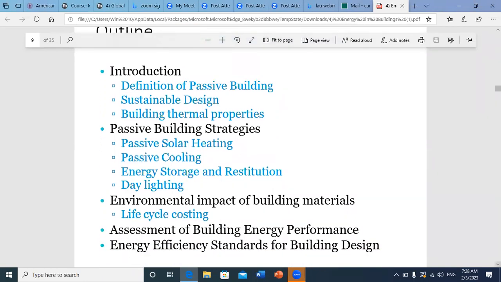So what we'll do in this chapter, we'll define a passive building. What we already tackled is sustainable design, so we can see how the passive building can help in having a sustainable design. What are the main building thermal properties that should be taken into consideration when performing the passive building design? We have a lot of passive building strategies that we will explore. We can talk about passive solar heating, passive cooling. We have energy storage and restitution. We can have strategies for appropriate daylighting. In addition, we'll go over environmental impact of building materials.